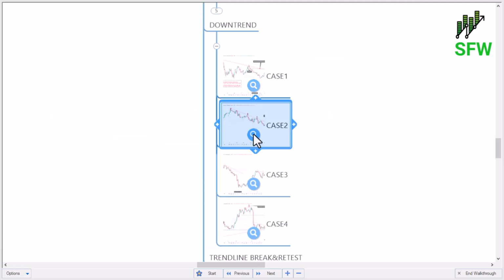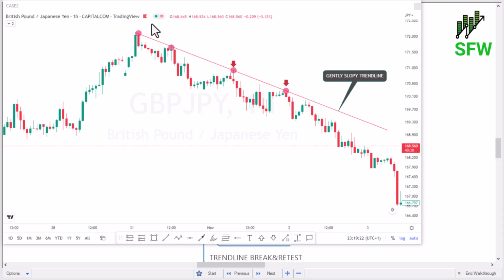Case 2, for downtrend, you see a gently slopey trend line. The market tends to respect gently slopey trend lines. Take a look at how slopey this one is. Point 1, point 2, we establish our trend line. For the third touch, it bounced down. Second, it then bounced down.